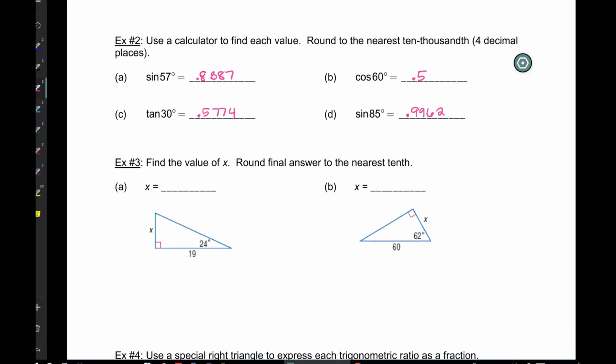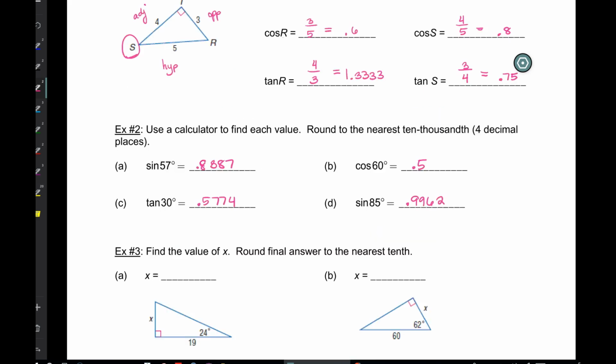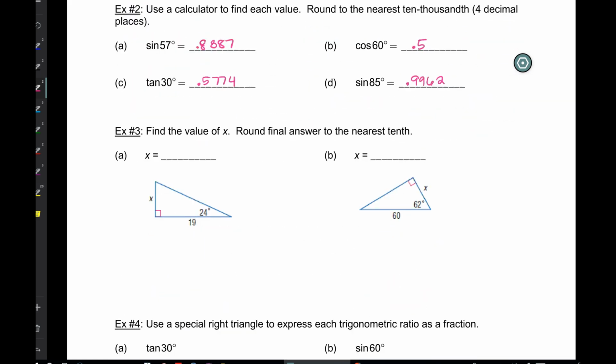Okay, so now we're going to kind of combine these last two examples into finding a value of x. So here we have a right triangle. We know one side and we know an angle. So first, I'm going to go back to this SOHCAHTOA, because that's going to help us determine which ratio, sine, cosine, or tangent, we're going to use in order to solve this. So the first thing, remember I said we're always going to work with the acute angle, so that's going to be the 24 degrees.